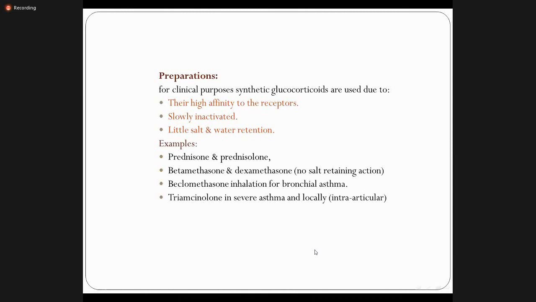Generally we say mineralocorticoids, but generally even glucocorticoids have salt-retaining ability, just like mineralocorticoid activity, right? So these synthetic preparations don't have salt and water retaining activity. So these synthetic preparations are preferred, right? Beclomethasone is used by inhalation for bronchial asthma, triamcinolone in severe asthma, and locally, especially in intra-articular joints.